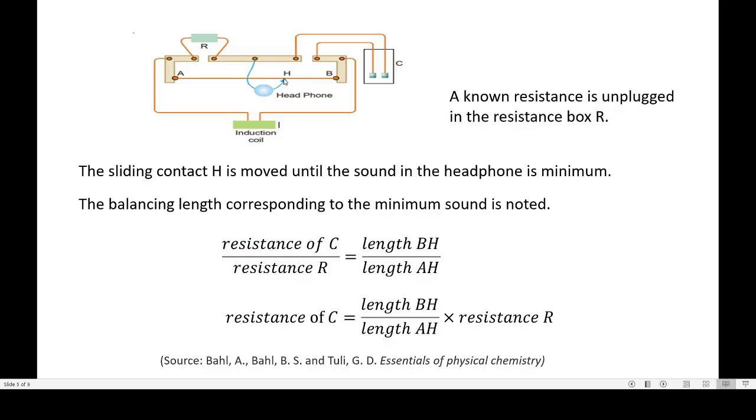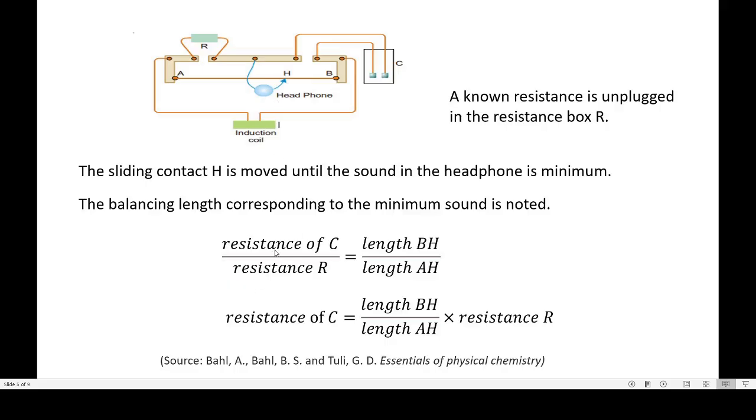So that point is noted. Suppose if we use a galvanometer instead of a headphone, then at this point zero deflection can be observed and the point is called null point. So here, if a headphone is used, this is the point at which minimum sound will be heard. And now the balancing length corresponding to the minimum sound is noted, that is the lengths BH and AH are noted.